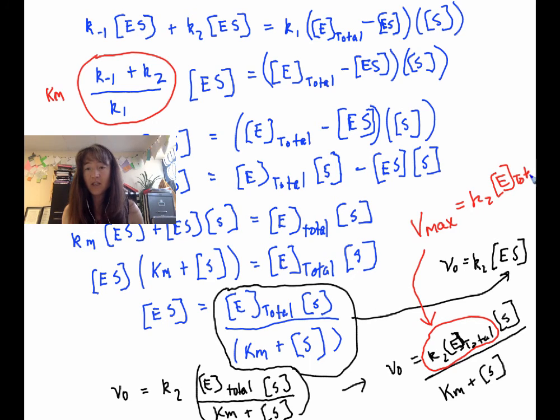So this actually can be replaced by Vmax. So check it. We have now got this sweet equation. Initial velocity is equal to Vmax times substrate concentration over Km plus substrate concentration. And guess what? We did it. That is totes the Michaelis-Menten equation.